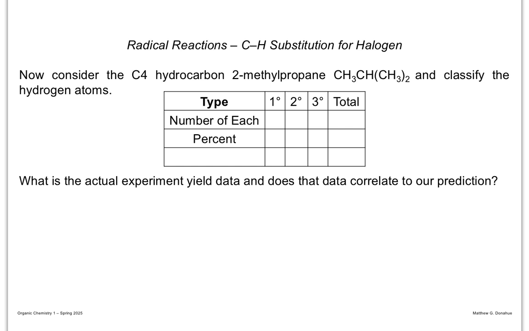We do have to change the substrate so that we have a tertiary hydrogen. So for this, we're going to use 2-methylpropane. So there's propane, there's 2-methylpropane. For primaries, we have 3 equivalent primaries. That's 9 total primaries. There's no secondaries in this molecule. And then we have the 1 tertiary. So that gets us a total of 10 hydrogens.